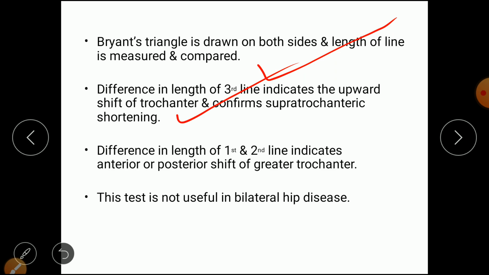If there is a difference in the length of the first and second line, it indicates anterior or posterior shifting of the greater trochanter. So this test is not useful in bilateral hip disease. If the third line is different, it indicates upward shift of the trochanter, and if the first and second are different, it indicates anterior or posterior shift of the greater trochanter.